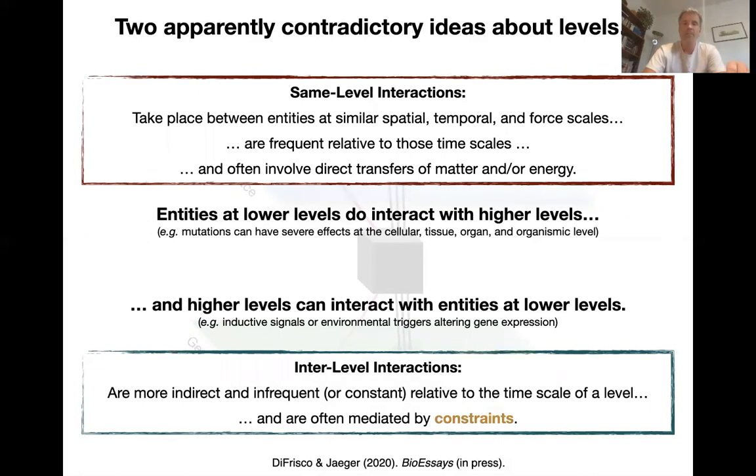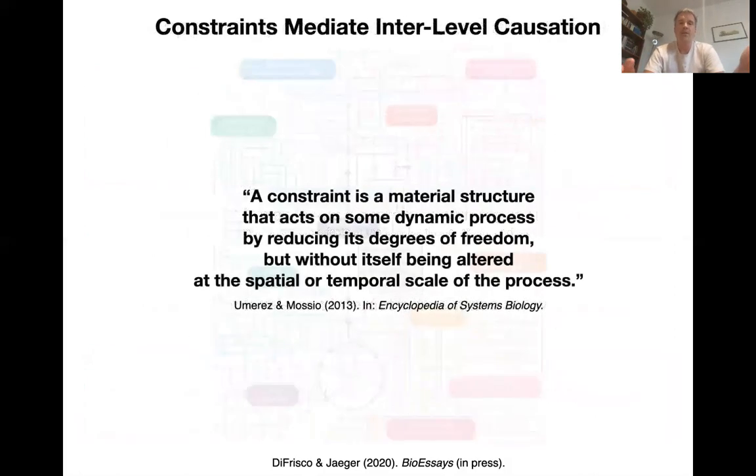So what is a constraint? A constraint is a very important concept for the next module, so pay attention here. A constraint is a material structure that acts on some dynamic process by reducing its degrees of freedom, but without itself being altered at the spatial or temporal scale of the process. Let me give you an example, that's easiest. A material structure acts on a process, reduces its degrees of freedom, and is not altered itself at the scale of the process.